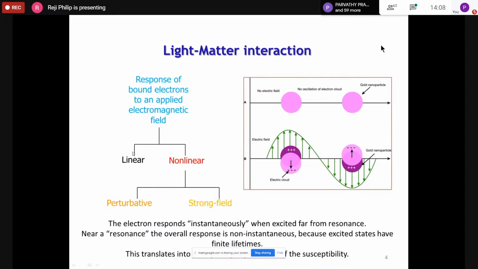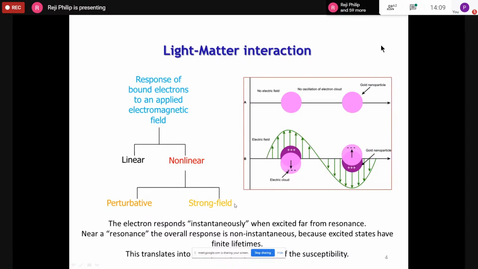So this results in linear as well as nonlinear phenomena. And the linear phenomena, as we know, are characterized by the refractive index and the absorption coefficient. And in nonlinearity also we have the same thing, but modified refractive index and modified absorption coefficient. And the nonlinear part is also divided into two. One is called the perturbative nonlinear optics. That's what we will discuss today.